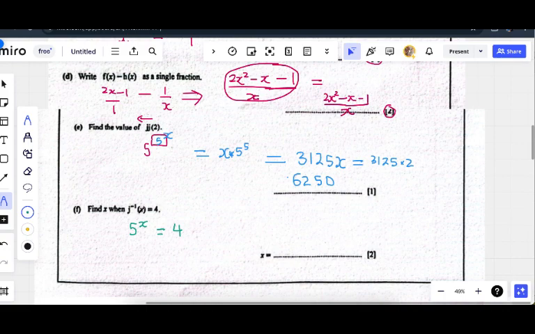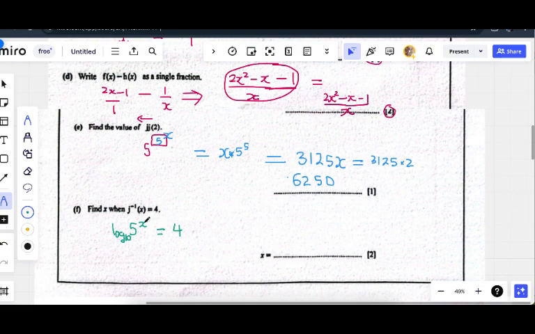Find x when j inverse of x is 4. Okay, wait, let's see this one. j inverse of x is 4. The inverse of an exponent, or indices, will be logarithm. So if we say log, and logs are in base 10, if we say log 5 to the power x, this is the inverse of this one, equals 4.